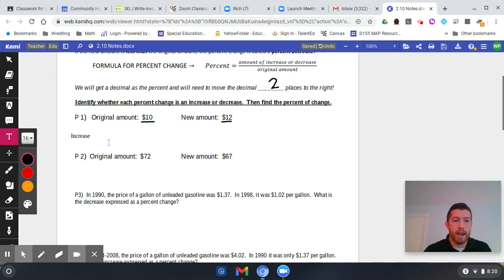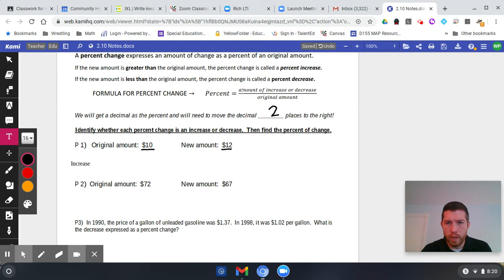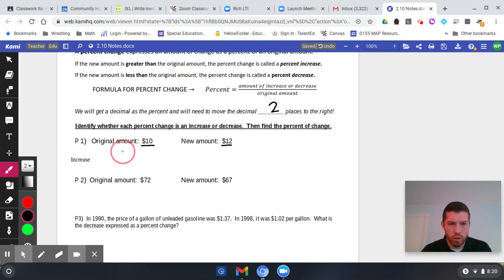And then I actually have to find the percent of the increase. If we go back to our formula, we need to know the amount of the increase or decrease. So we have to find the change, right? I can do math to do that. I can do 12 minus 10. Whatever that is, we are going to divide it by the original amount, so we're going to divide it by 10. If we do this one step at a time, 12 minus 10 is 2, and then 2 divided by 10. That is going to be our answer.